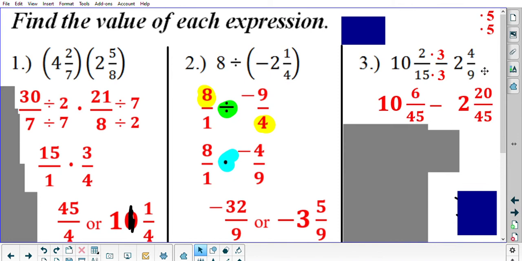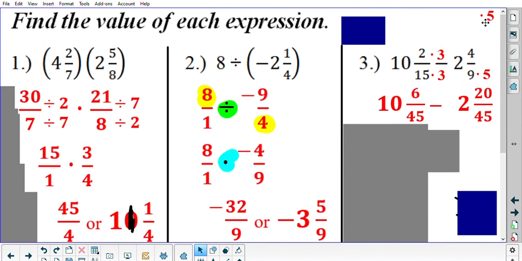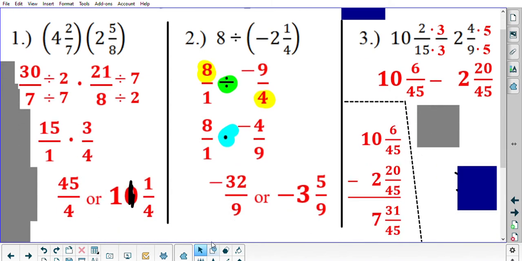How did I get the second fraction to have a numerator of 20? Because I figured out that 9 times 5 would make 45. And therefore I multiply the 4 times 5 as well, which would give me 20. Now, the one thing you have to be careful about with subtraction of mixed numbers is sometimes it needs borrowing. And on this one, would we need to borrow? Well, let's see. We have 6 and we're taking away 20. Yep, we're going to need to borrow because the 6 is smaller than the 20.